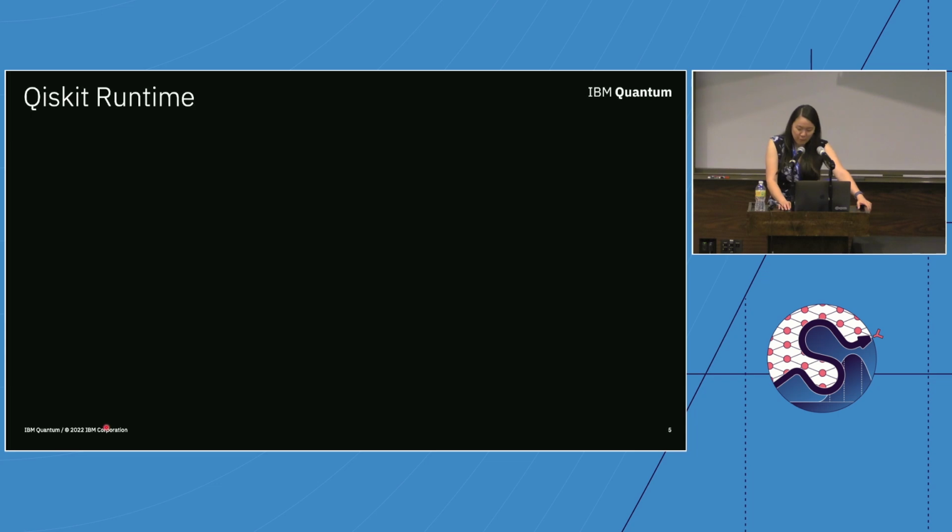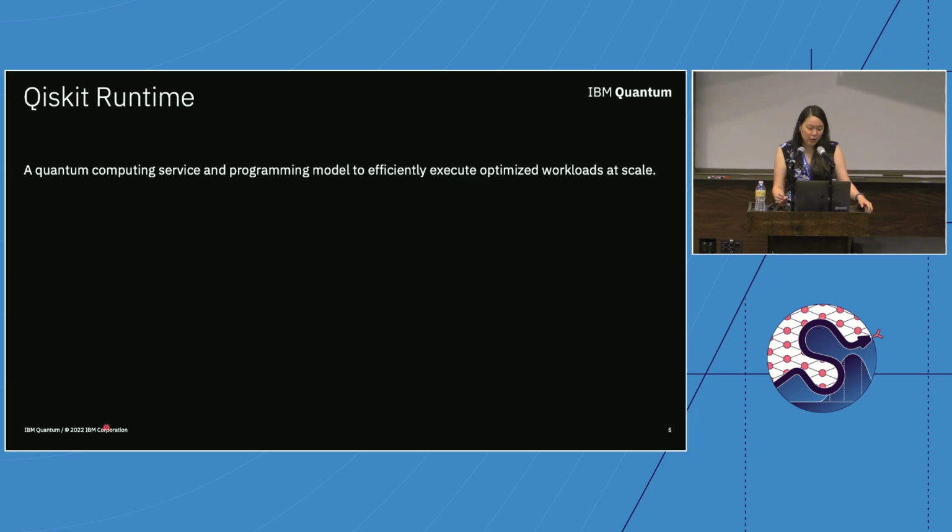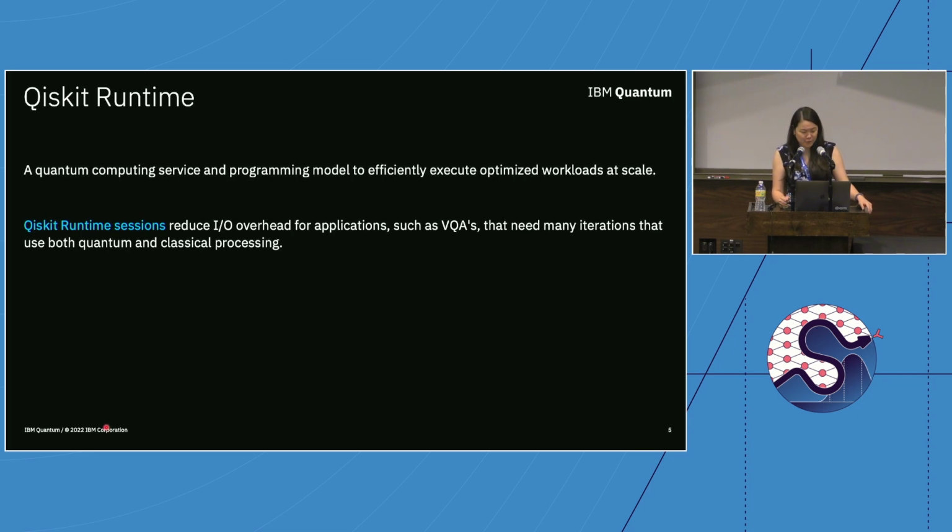So that was the main reason that we introduced Qiskit Runtime. Qiskit Runtime is a quantum computing service and programming model that would efficiently execute the workloads at scale. There are two parts of Qiskit Runtime. One is what we call Qiskit Runtime session. This is similar to the classical session where you open a session with some kind of remote server, and then you can do interactive processing with that remote server without having to go through the queue, and you can also cache data on the server side. That's basically the idea of the runtime session.